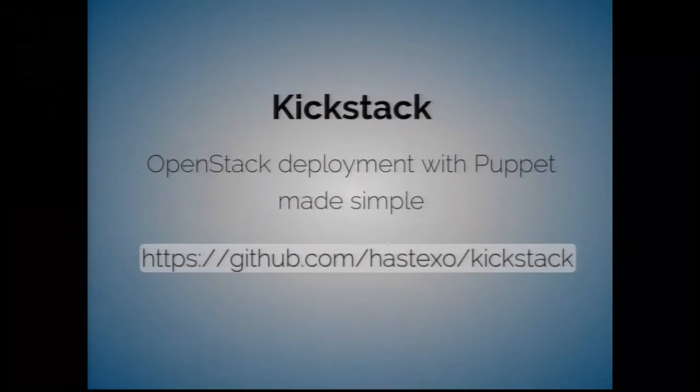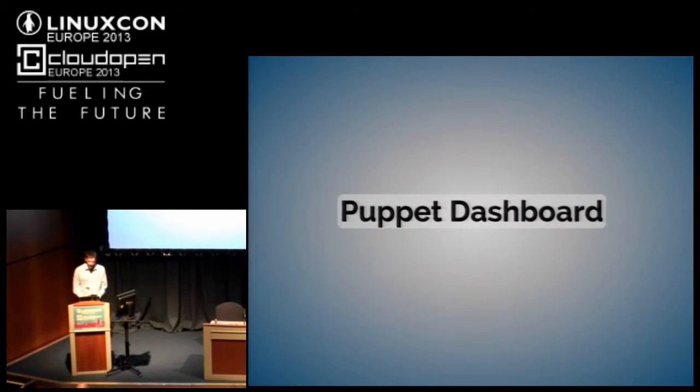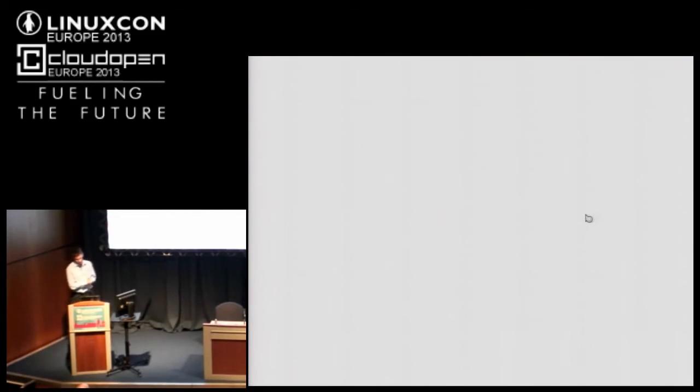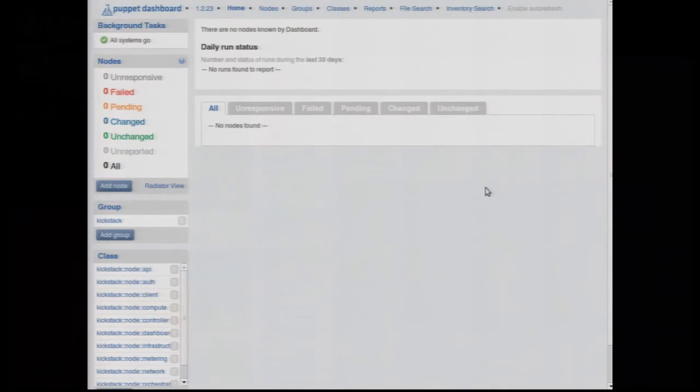We are going to use a simple set of wrappers on top of these Puppet modules on StackForge. We call this Kickstack because it's something that you can use to kickstart your OpenStack. It's really a very, very thin wrapper around what is upstream in StackForge as part of the Puppet OpenStack modules there. Okay, we are going to use the Puppet dashboard. Let's see, where's my Puppet dashboard here? There we go. That is a pristine Puppet dashboard.